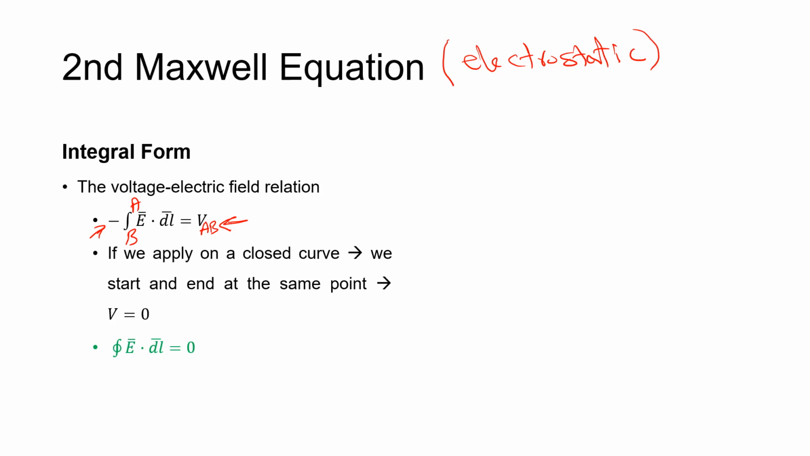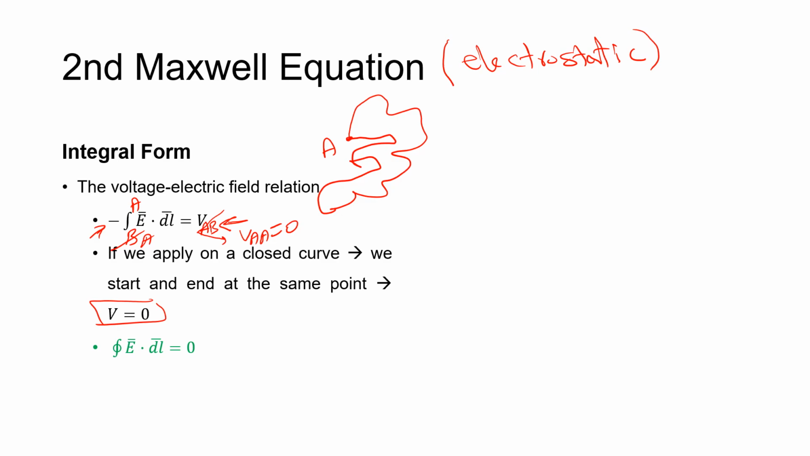Now let's imagine that we are moving from point A, go along some curve, and return to point A. In that case, this is a closed curve, and we started and returned to the same point. So this one becomes A. This means this is V_AA, which is just zero, because we started and ended at the same point. This means the integration of E dot dl equals zero over a closed curve, and this is the integral form of the second Maxwell equation.